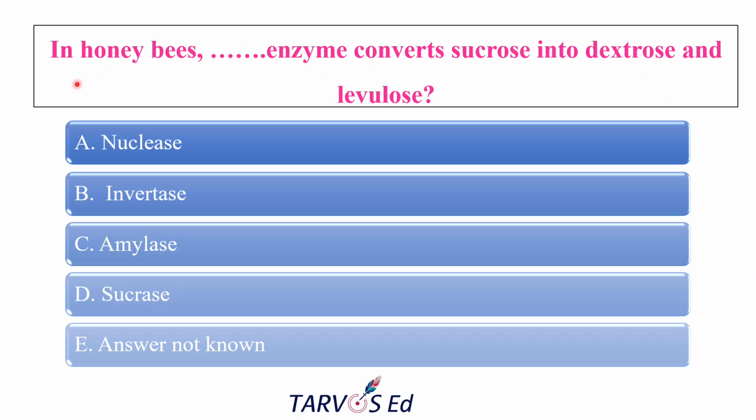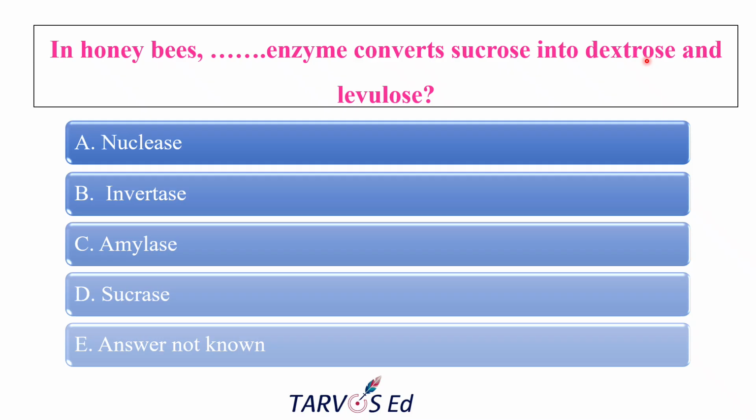The next question is, in honeybees, which enzyme usually converts sucrose into dextrose and levulose? So generally, honeybees collect the nectar, right? Which is mostly sucrose. The main component of nectar is sucrose. Okay. So in the honey stomach of the honeybee, the bees will add a particular enzyme to convert the sucrose into simple sugars like dextrose and levulose.